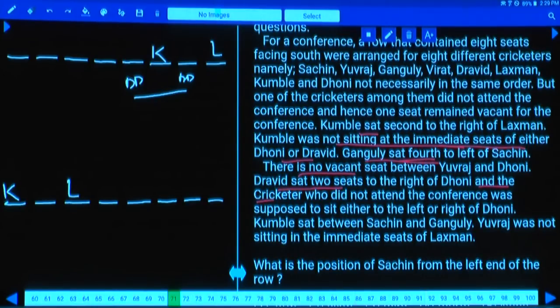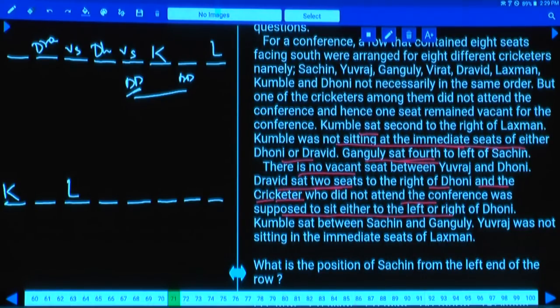There is no vacant seat between Yuvraj and Dhoni. As for Yuvraj and Dhoni, there won't be any vacant place, isn't it? Dravid sat 2 seats to the right of Dhoni. If you take Dhoni at this place, then Dravid must be here, isn't it? Dhoni at this place and Dravid will be here, because Dhoni cannot be at this place. Dravid sat 2 seats to the right of Dhoni, and the cricketer who did not attend the conference was supposed to be either at the left or the right of Dhoni. Either to the left or to the right of Dhoni there must be a vacant seat. Either this is a vacant seat or this is a vacant seat, isn't it? Or this is vacant and this one.